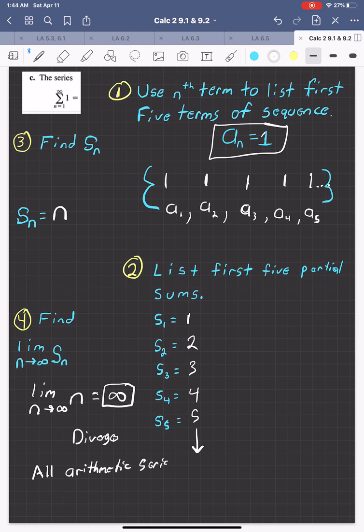Now, when I say all arithmetic series diverge, there is a trivial case. So for example, 0 plus 0 plus 0 obviously converges to 0. But aside from the trivial case, all arithmetic series diverge.